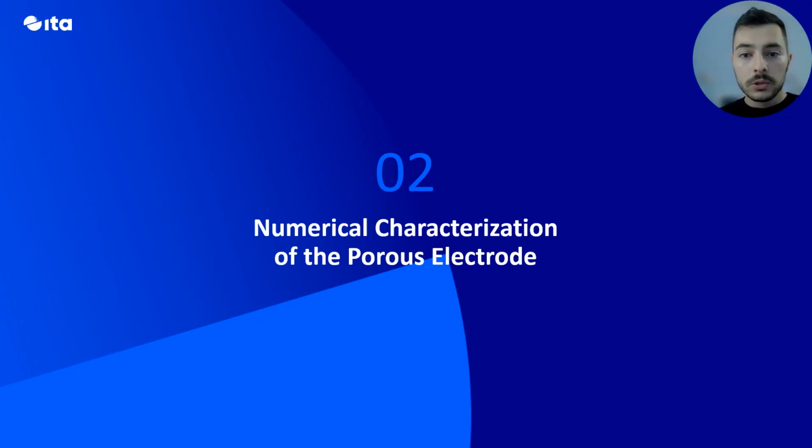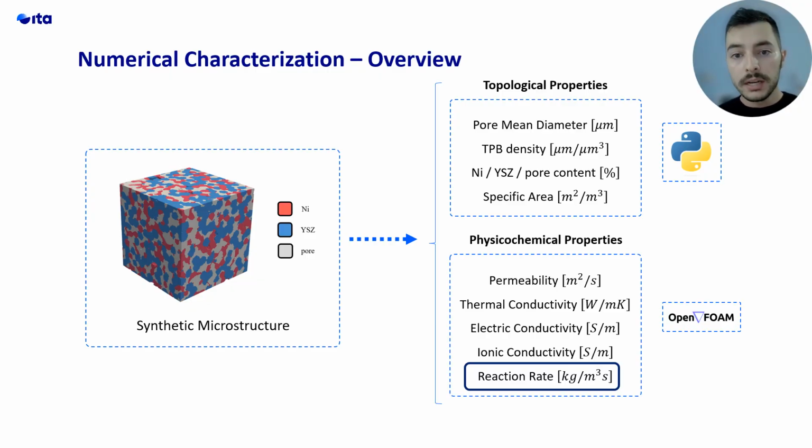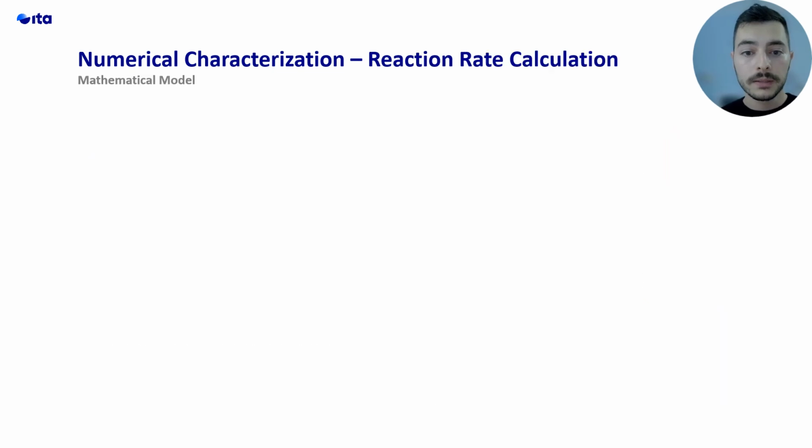As I was explaining, once we have this synthetic microstructure, we are going to analyze it with two different approaches. First of all, we are using Python scripting in order to calculate different topological properties of the microstructure, such as the specific area, the pore mean diameter, or the density of the triple phase boundary. We are also performing some CFD simulations with OpenFOAM, which is an open source code for fluid dynamic simulations. With these models, we are able to calculate different physicochemical properties, such as the permeability, the thermal, electric, and ionic conductivities, and the reaction rate. That is the variable on which we are focusing in this particular work. Then, I am going to explain how we calculate this reaction rate.